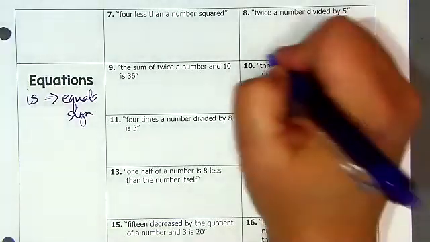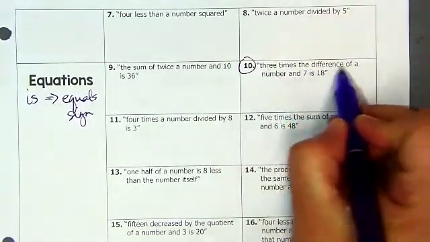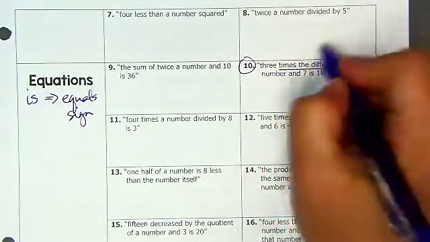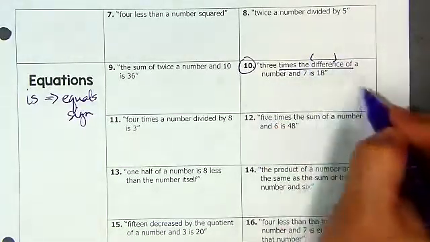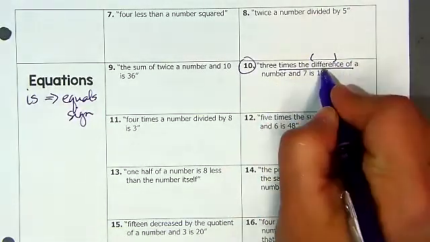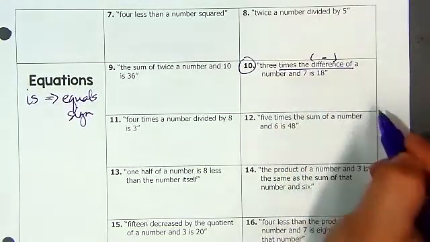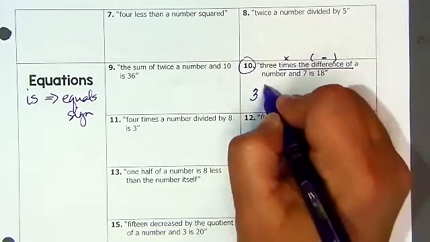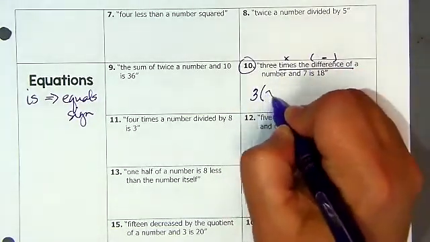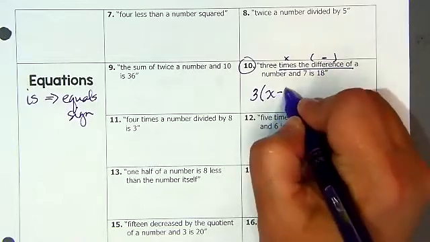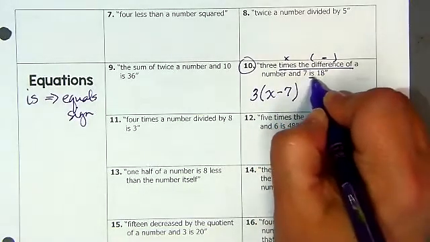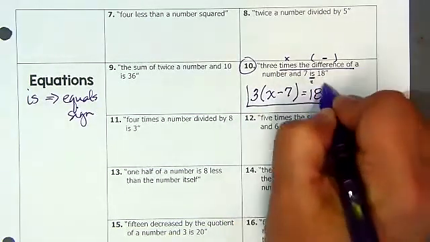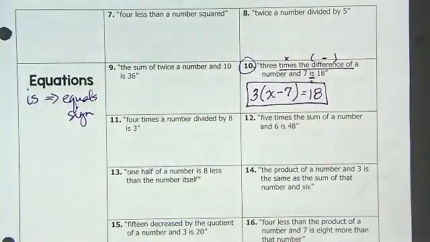So if I'm looking at number 10, it says 3 times the difference of a number and 7. That means I'm using parentheses. So difference means I'm going to do subtraction inside there. So I'm going to have 3 times, so I'm doing multiplication there. So I'm going to have open parentheses, x, difference is subtraction, minus 7, close parentheses, is means the equals 18. I'm not solving right now. All I'm doing is writing the equation.